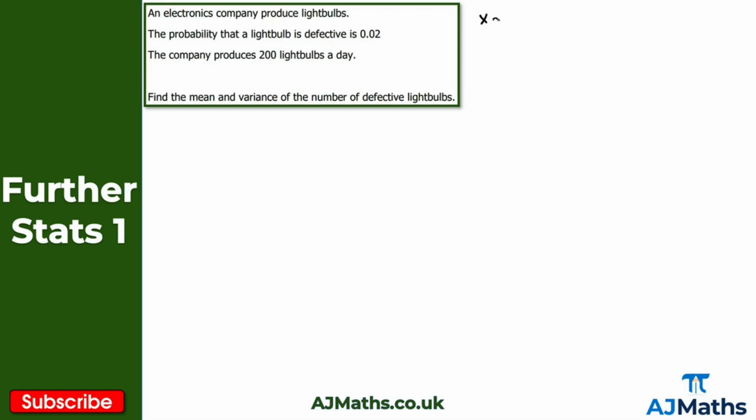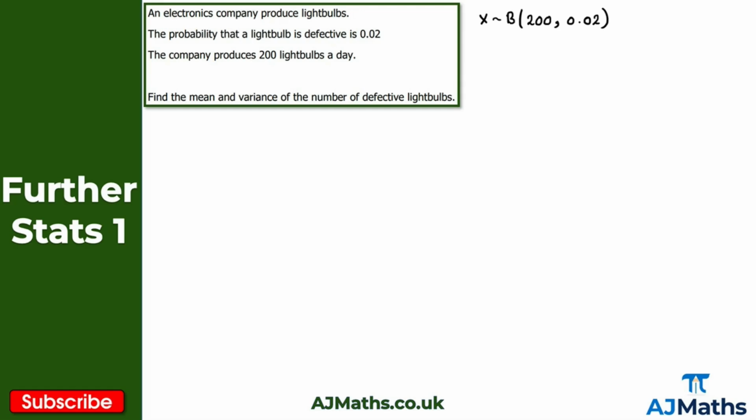So x follows a binomial distribution in this case. n in this case would be 200. That's how many light bulbs they produce a day. So n is equal to 200. My probability here is the probability that a light bulb is defective. So it would be 0.02. Okay. That gives the distribution that we're working with here. Like I said, it doesn't matter whether you choose x, y, z, completely up to you, but the standard kind of thing we do here is just use x.